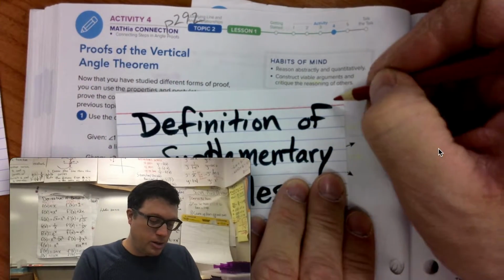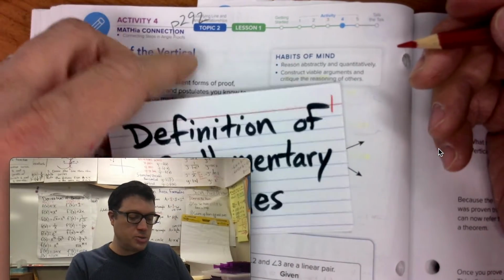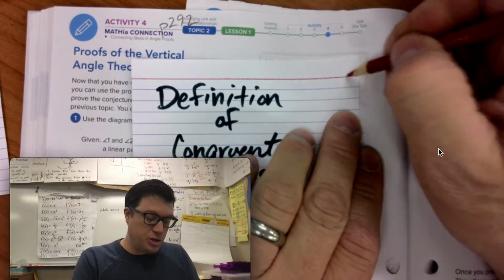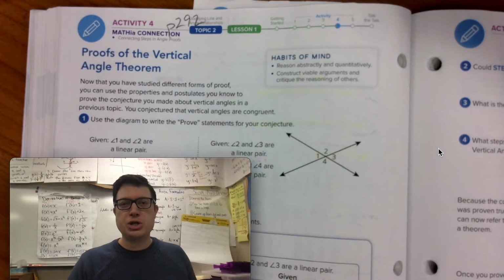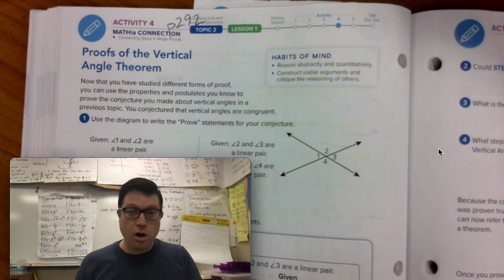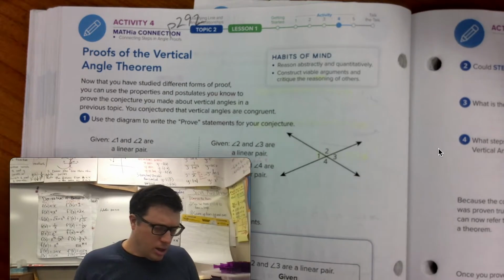In this activity, we're going to use the definition of supplementary angles, which I created for the first time for this video, and then also the definition of congruent angles. Since we're using all of these, let's make sure that we're keeping track of how many times a card has been used. Let's get into it.